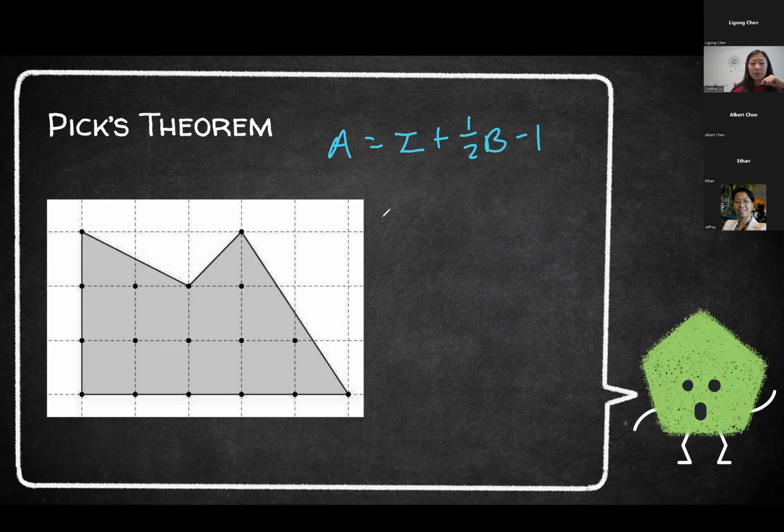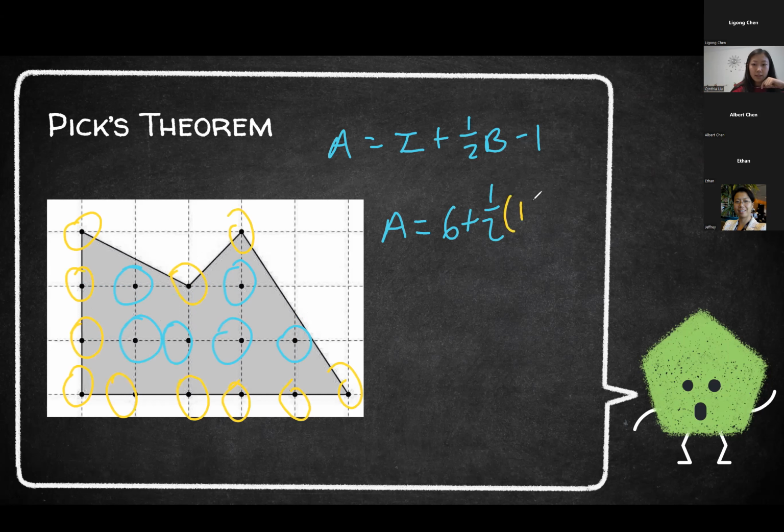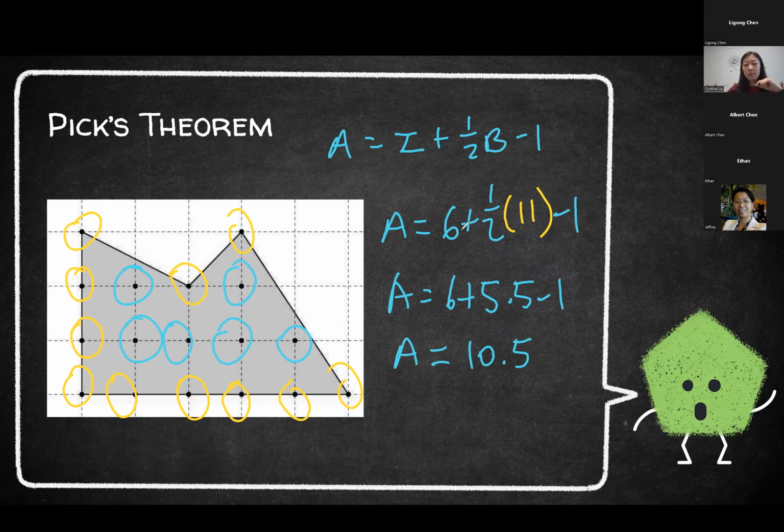So what we can do is find the area is equal to how many points are in the interior. Well, we have 1, 2, 3, 4, 5, 6, right? 6 plus 1/2. How many points are on the boundary? We have 1, 2, 3, 4, 5, 6, 7, 8, 9, 10, 11. So it would be 1/2 times 11, and then we go back to minus 1. So area is equal to 6 plus 1/2 of 11, which is 5.5, minus 1. So area is equal to 11.5 minus 1, which is 10.5. This is a lot easier than trying to count all the squares and triangles and the segments of triangles. You just plug into the formula.